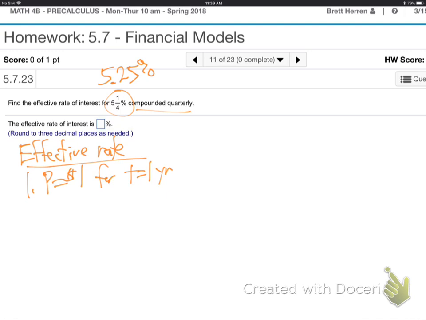In other words, here's my thinking. If I want to figure out what an account is actually doing, then just find out what happens to $1 after 1 year. Just find out what happens to $1 after 1 year, and then you'll know the effect. You know what I mean? Am I making any sense?